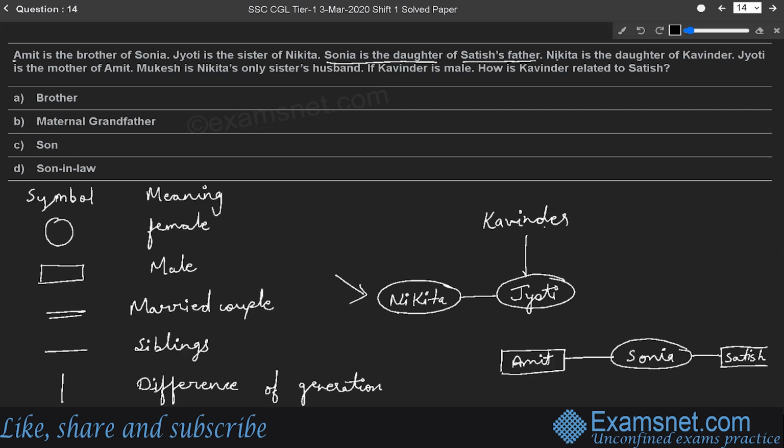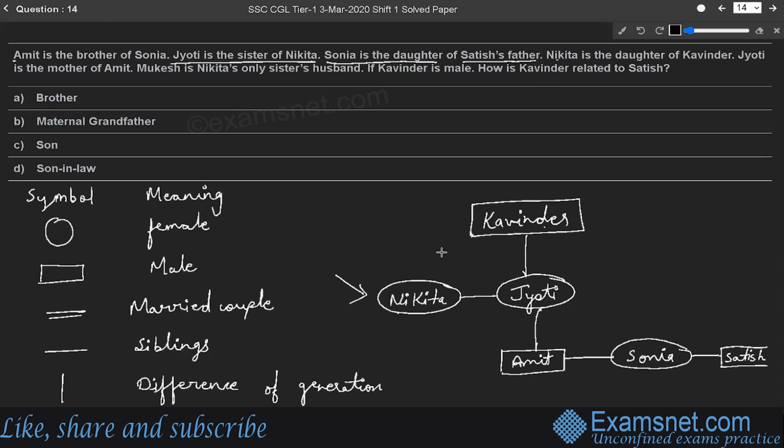See, this concept was also very easy because it was already given in a sentence that Jyoti is the sister of Nikita. If both of them are sisters and Nikita's father is Kavinder, then Jyoti's father will also be Kavinder. Next is: Jyoti is the mother of Amit. If she is the mother of Amit, then we will represent the relation with a vertical line. Vertical line is for difference of a generation.